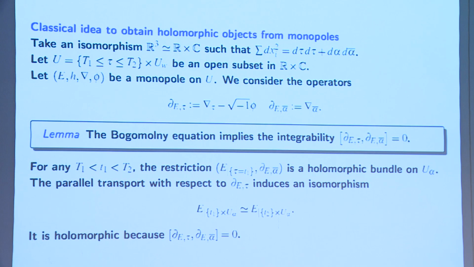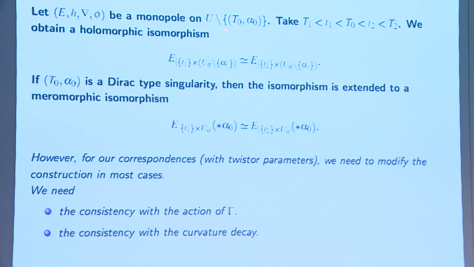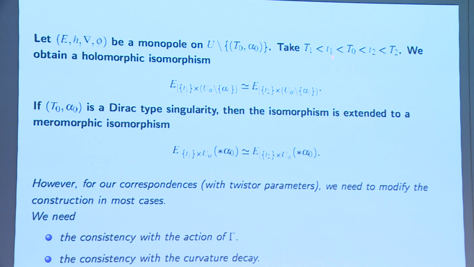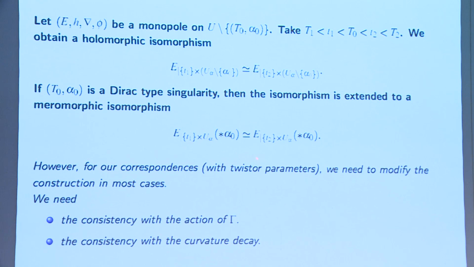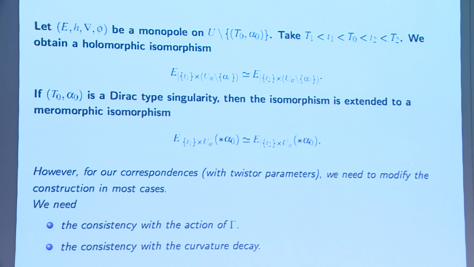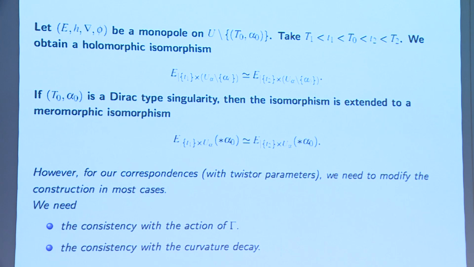And if the monopole is given on the complement of a point, I mean, given on the complement of t0 alpha 0, we take small t1 and t2 like this. Then we obtain, again, a holomorphic isomorphism between the restriction of E to tau equal t1 and the restriction of E to tau equal t2 at the outside of alpha 0. And if alpha 0 is a Dirac type singularity, then this isomorphism is extended to a meromorphic isomorphism. So in this way, for Dirac type singular monopoles, we can obtain a sequence of Hecke transformations. So this is a very classical construction.